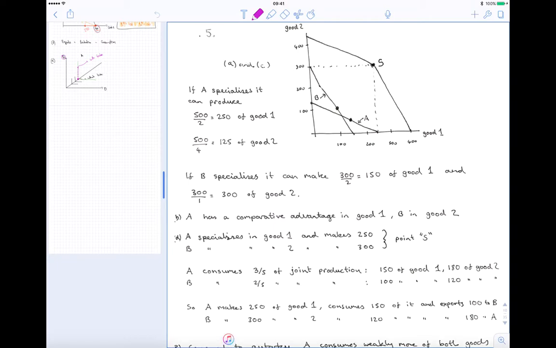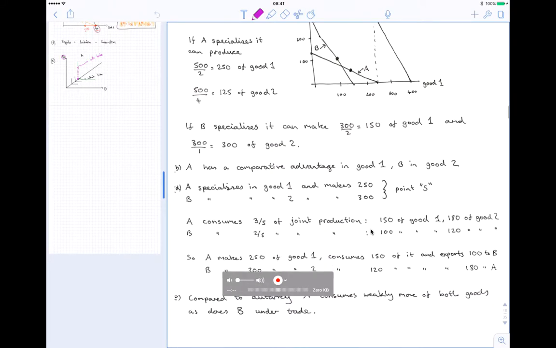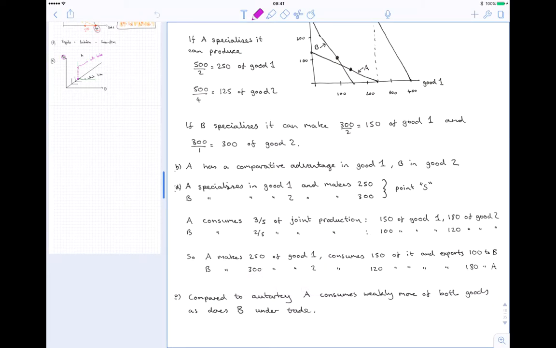So exactly as we did, there are some benefits to writing both things on the same graph, okay? Because you can kind of see where things are going. But then really, that's what we have, which are all things that we talked about. And you can see that compared to autarky, in A, consumers consume weakly more of both goods, as does B under trade. So because they're consuming weakly more, you could be in a situation where they're not strictly better off, okay?